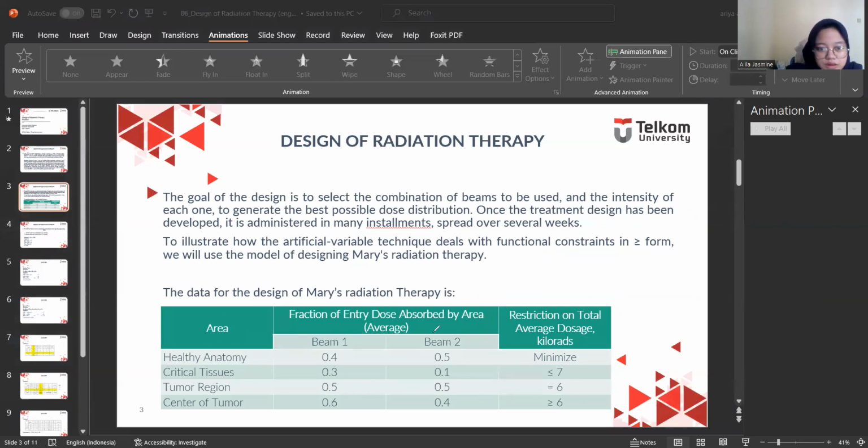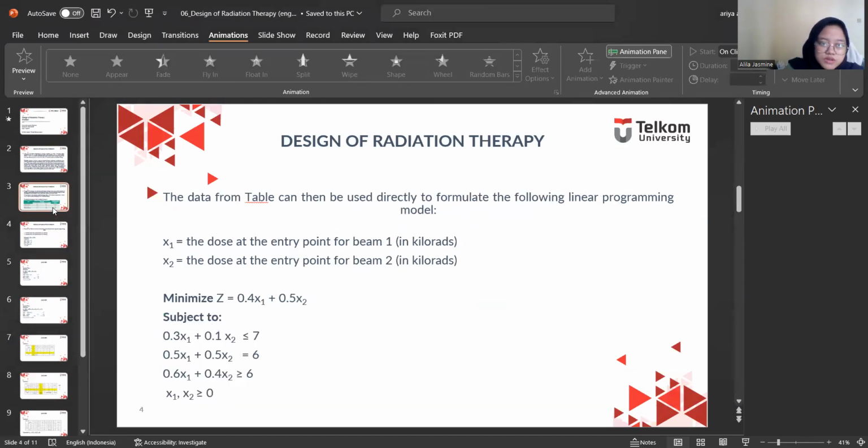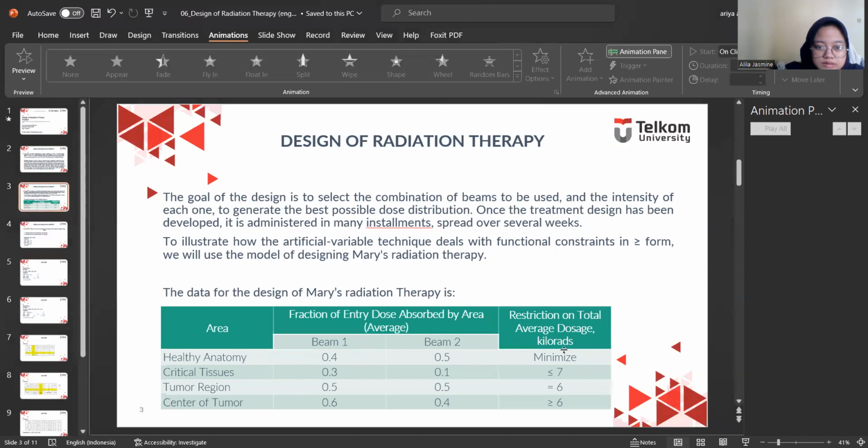for Mary's radiation therapy. Here we have beam 1 and beam 2. From the data that we have, we can make the linear formulation. We have minimize Z equals 0.1 x1 plus 0.5 x2.